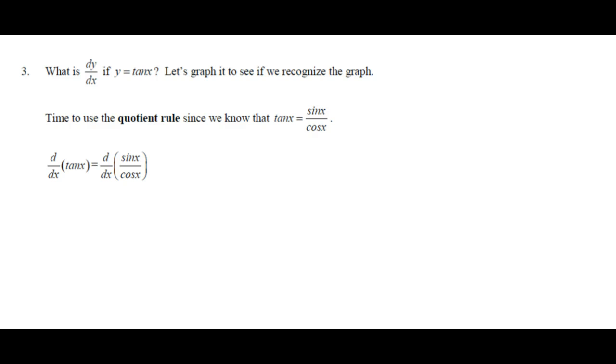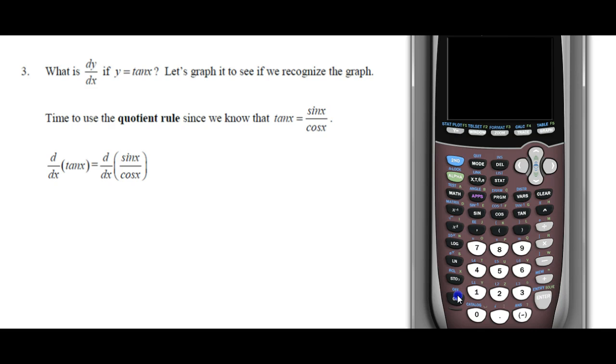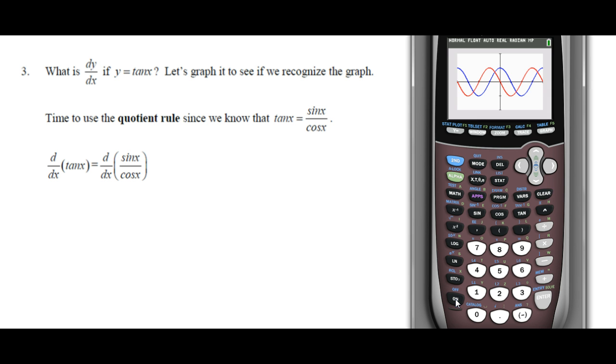What is dy by dx if y is equal to tan x? Let's graph it to see if we recognize the graph. Now all I got to do is hit tan, because we've set it up to just do the derivative of y1. So in blue, here comes tan. And in red, here comes the derivative of tan.